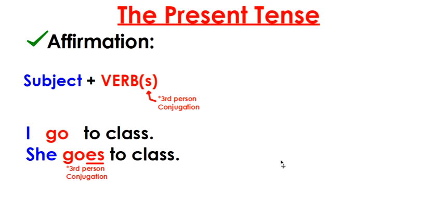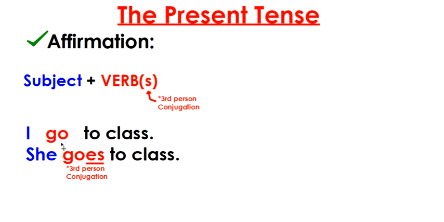All right. Now it's time for our grammar. And before we talk about the past tense grammar, let's review the present tense grammar. For example, in the affirmation, we use the subject and the verb. And for some subjects, we use the S for the third person conjugation. For example, I go to class.